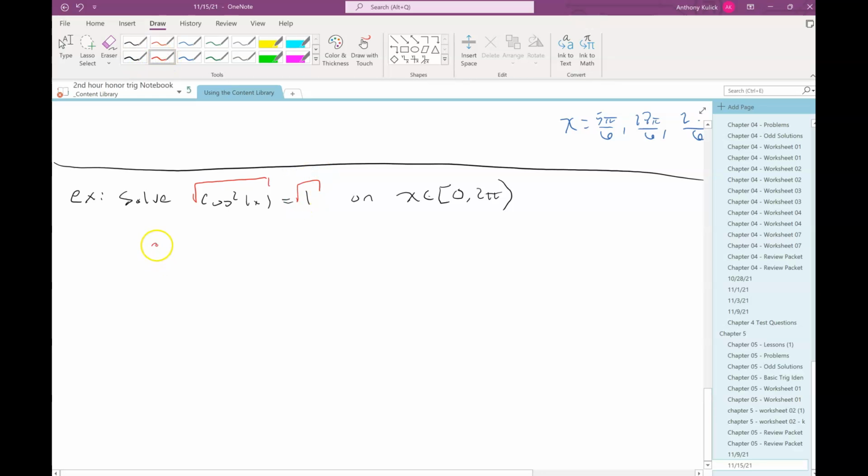Okay. So when we square root both sides of an equation, what happens? What do we have to remember? Plus or minus. Everybody's okay with that? So this is really going to break up into 2 separate equations. So I may have cosine x equals 1 and cosine x equals negative 1. Everybody's okay with that?